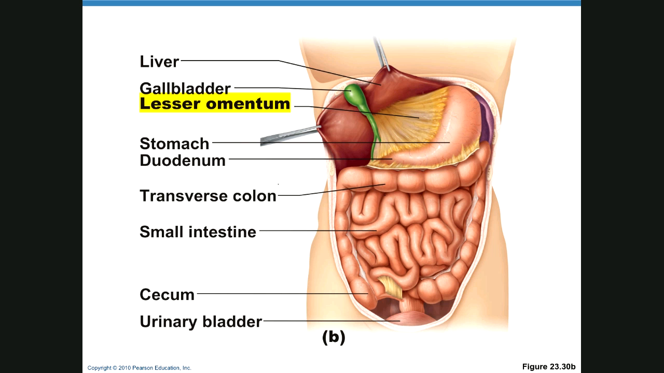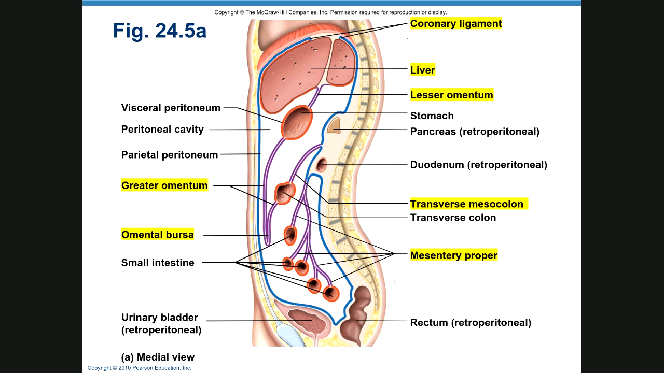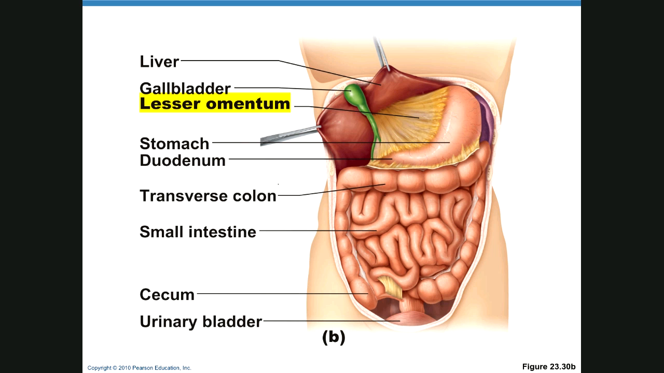Okay, so there's the lesser omentum between the stomach and liver. The greater omentum has been cut right there. Falciform ligament also. I knew there was one more. I can see it here. So the falciform ligament will be another one that you will need to know. And these are the same that you need to know for lab anyway.